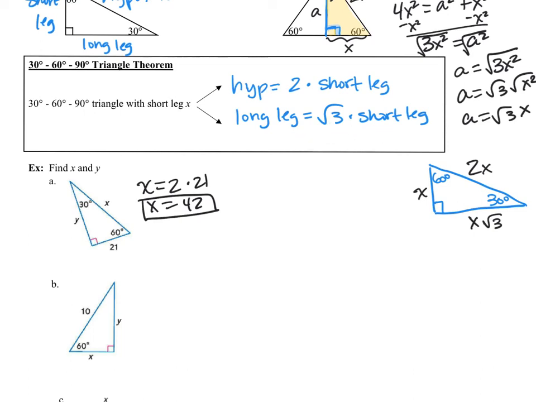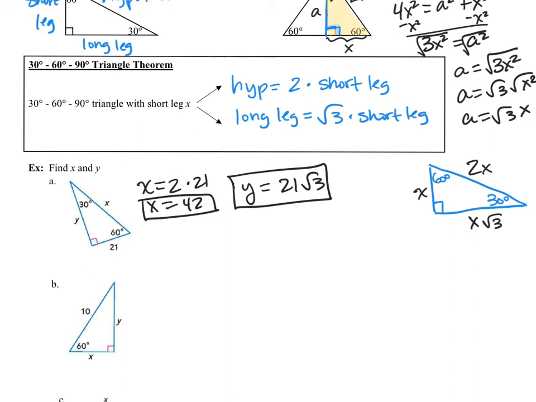So to get y, we're going to take the short leg, which is 21, and multiply it by the square root of 3, and there's the measure of the long leg. Okay, then let's take a look at the next example.